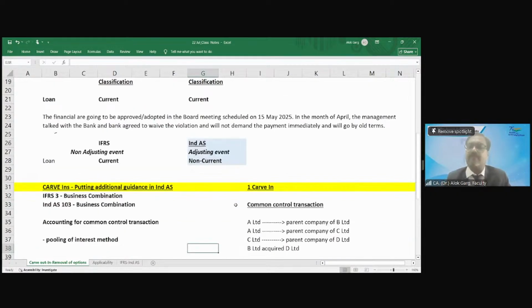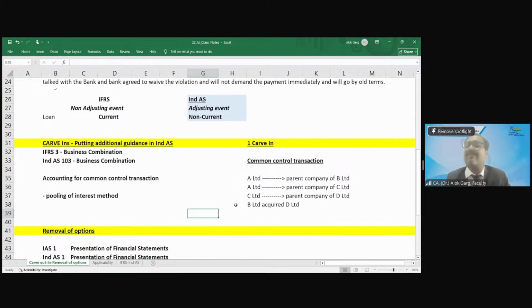Then, friends, the second class of difference is carve-in. What is meant by carve-in? Carve-in, carve-out का मतलब हटाया, change किया. What is meant by carve-in? Carve-in means putting some additional guidance.